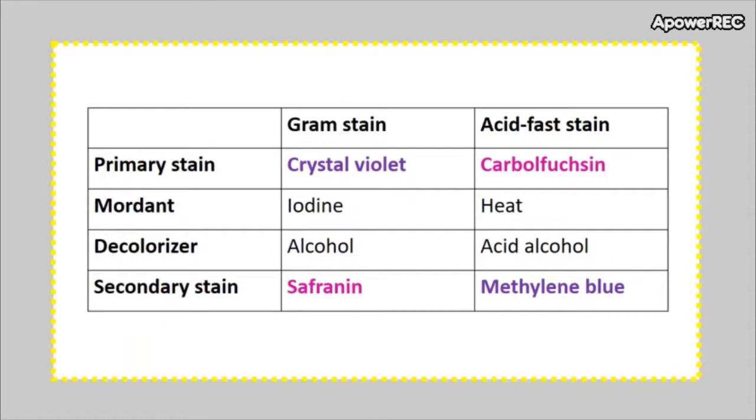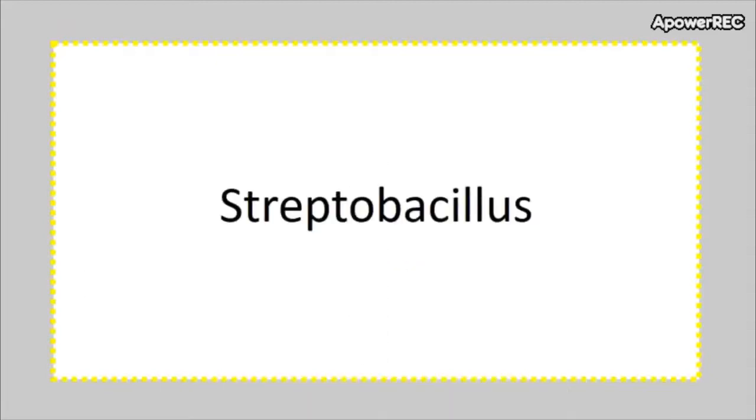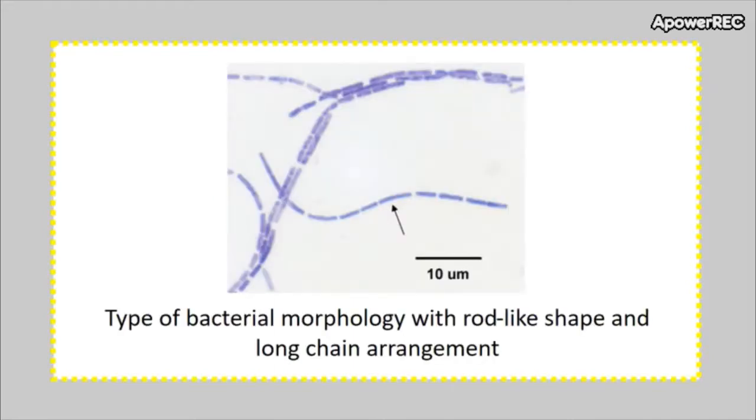So let's begin with number one, and that will be Streptobacillus. Okay, so Streptobacillus is a type of bacterial morphology. Bacillus means that it is rod-like in shape, and strepto means that it's made of a long chain arrangement.